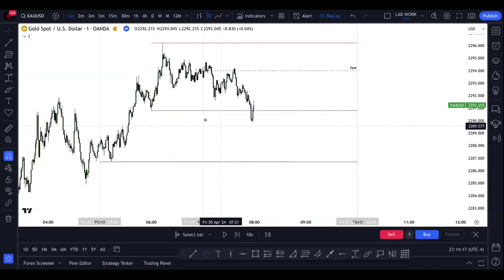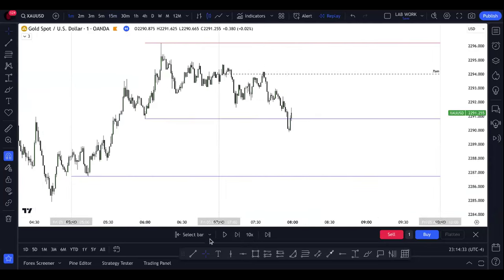Same framework, same context. That's the dead zone. We don't trade here. We're using this time period to trade. What's this time period? 5 a.m. to 7 a.m. New York Eastern Standard Time. This is 7 a.m. to 10 a.m. New York Kill Zone, ICT material.